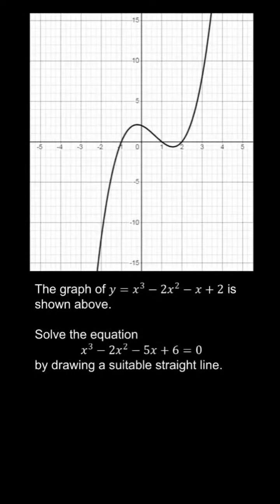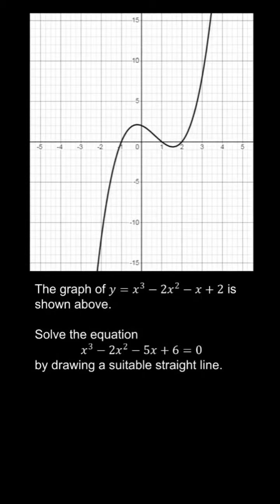Let's talk about graph problems on the IGCSE math exam. We'll take a look at this example. There's a graph given here for the equation y equals x cubed minus 2x squared minus x plus 2. And the problem asks us to solve x cubed minus 2x squared minus 5x plus 6 equals 0. So we're solving a cubic equation, but we're solving it by drawing a suitable straight line on this graph.